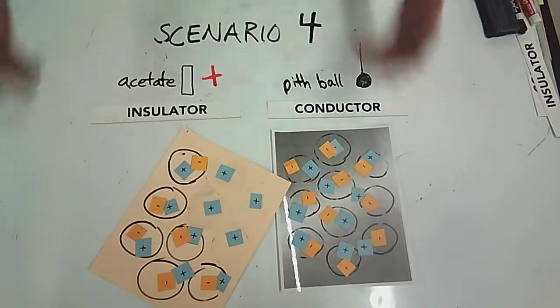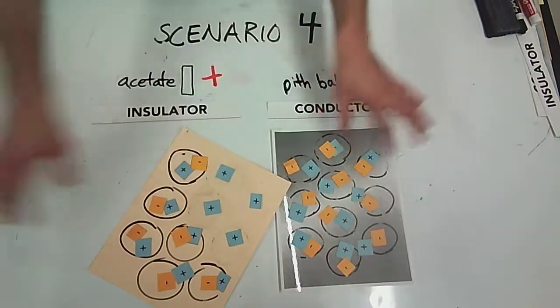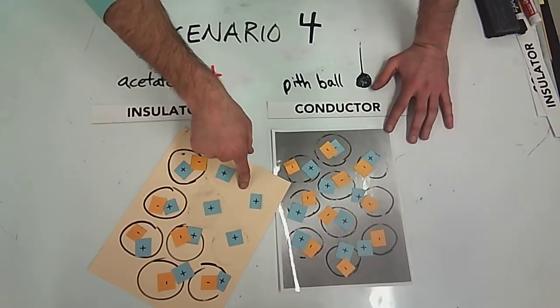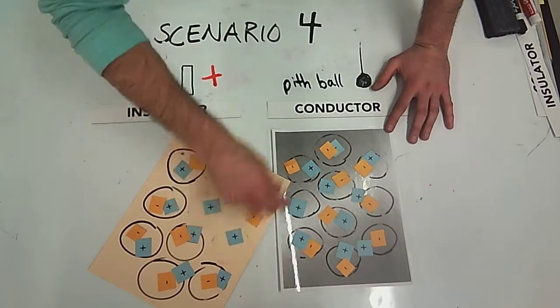And remember, a general rule of science is that nature likes to be chill. So electrons want to spread out and even out. And since this is a conductor and it's in contact with this acetate strip on the positive end, electrons are going to want to do just that. They're going to want to spread out.